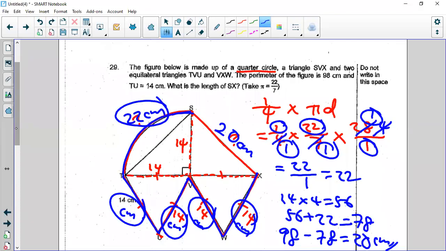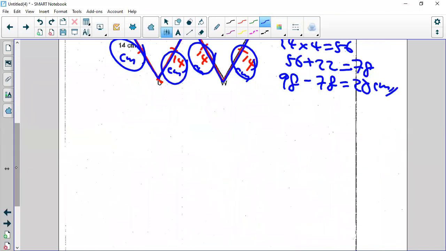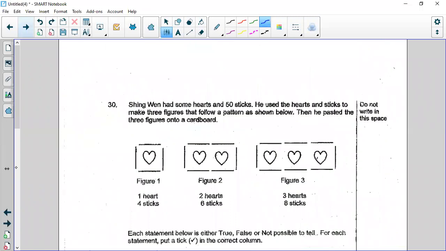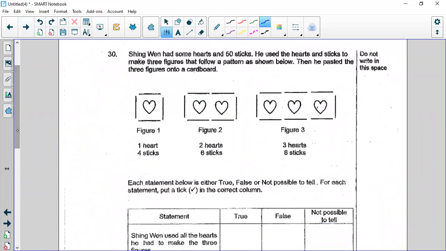Okay, last one already. Question 30. What's the question 30? Oh, this one. Okay, this one looks a bit hard. It's a bit like common sense. I mean, I won't say common sense, but logic. Shiwen has some hearts and 50 sticks. Be careful. Do we know how many hearts? We are not sure, but we know there are 50 sticks. He used the hearts and the sticks to make 3 figures that follow a pattern. Then he pasted the 3 figures onto a cardboard.